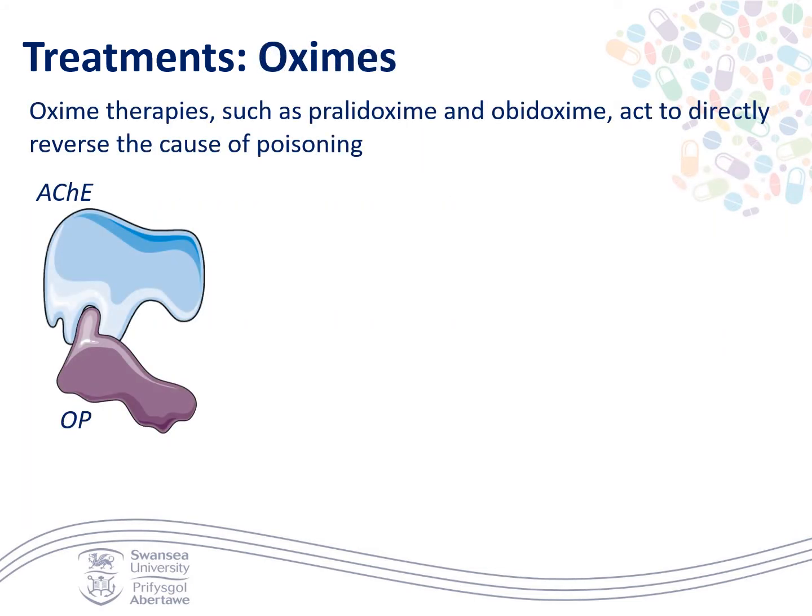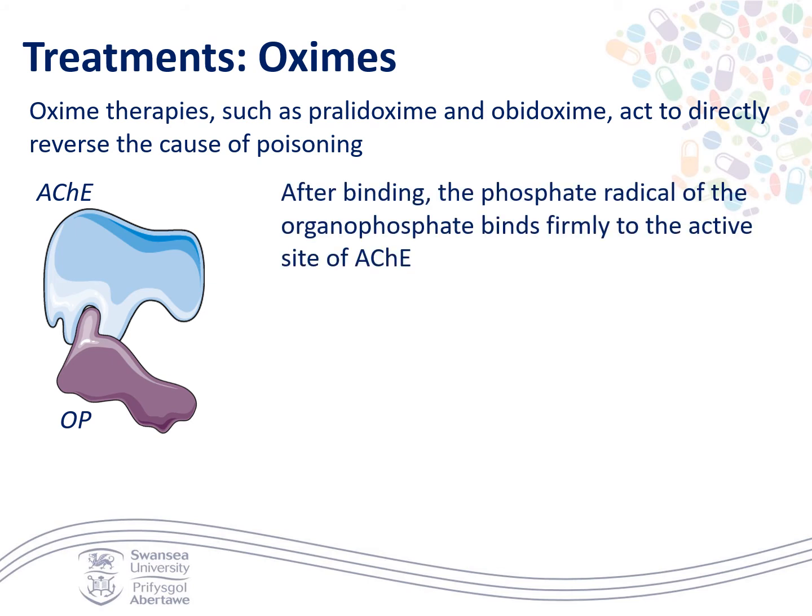Oxime therapies act to directly reverse the cause of organophosphate or nerve agent poisoning. Examples include pralidoxime and obidoxime. After binding, the phosphate radical from the organophosphate actually binds firmly to the active site of the acetylcholinesterase enzyme, the enzyme responsible for breaking down acetylcholine in the synapses and ultimately preventing uncontrolled, prolonged signaling from cholinergic receptors.